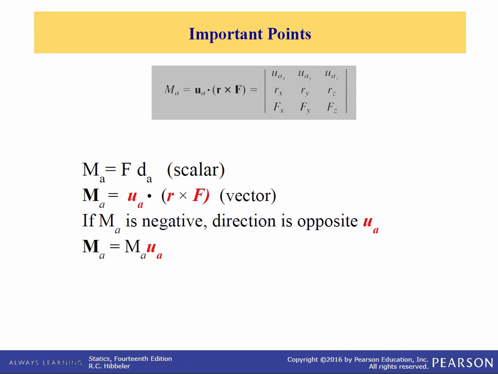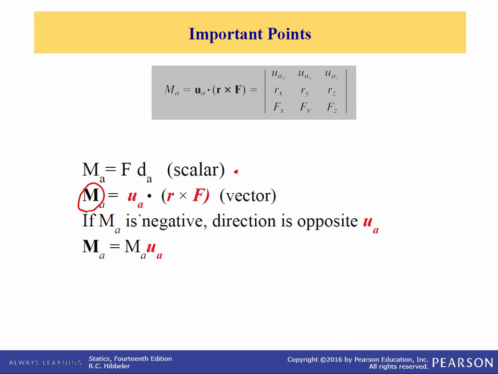So some important points. The moment of a force about a specified axis can be determined provided the perpendicular distance d sub A from the force line of action to the axis can be determined. So in that case, M sub A is equal to the force times that perpendicular distance. If the vector analysis is used, then this should not be a vector, that is a scalar right there. That's my bad.